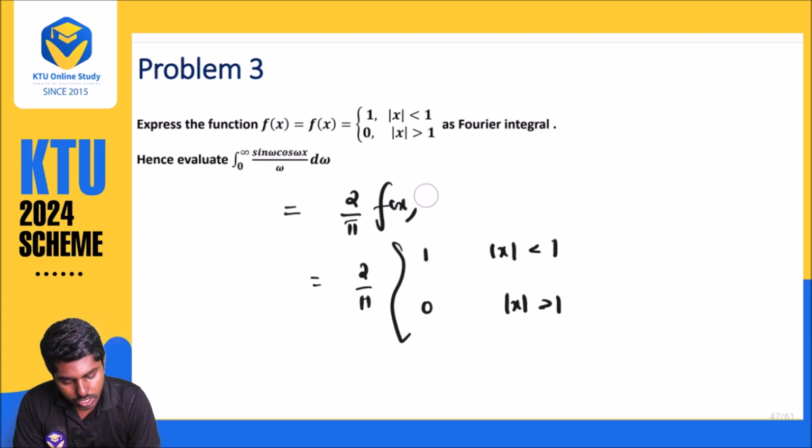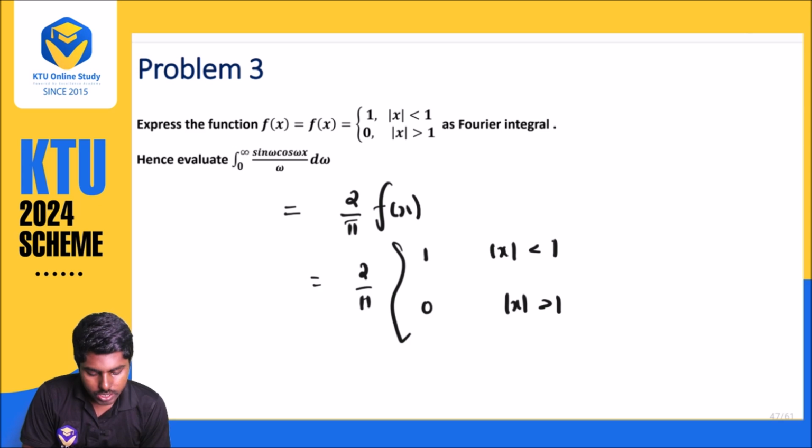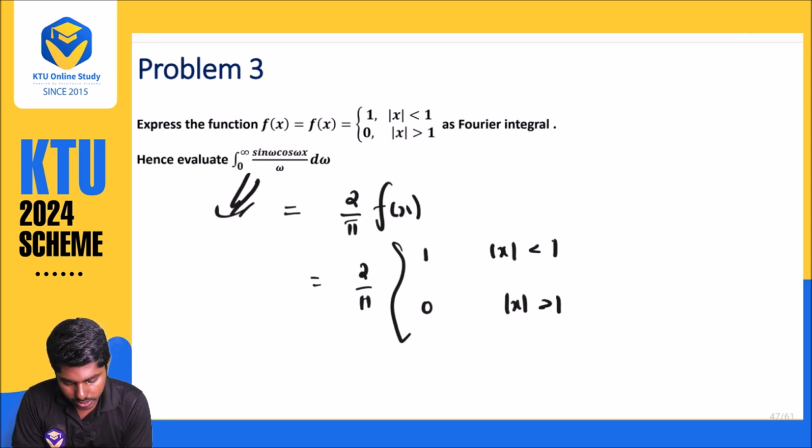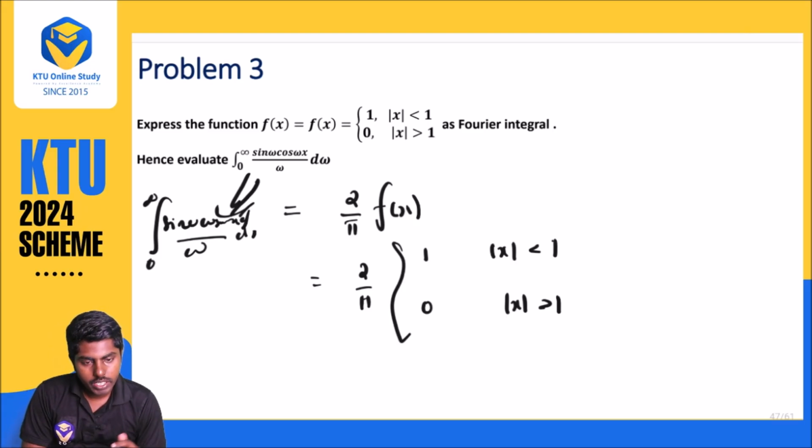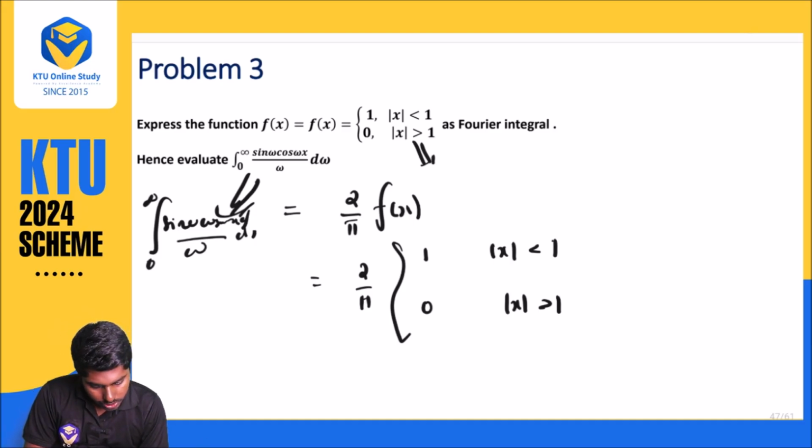What is the f of x value? The f of x value is what they have given. This is the right hand side: the integral from 0 to infinity of sin omega cos omega x divided by omega d omega, which equals 2 by pi f of x. f of x is given. Now just observe what they have mentioned.